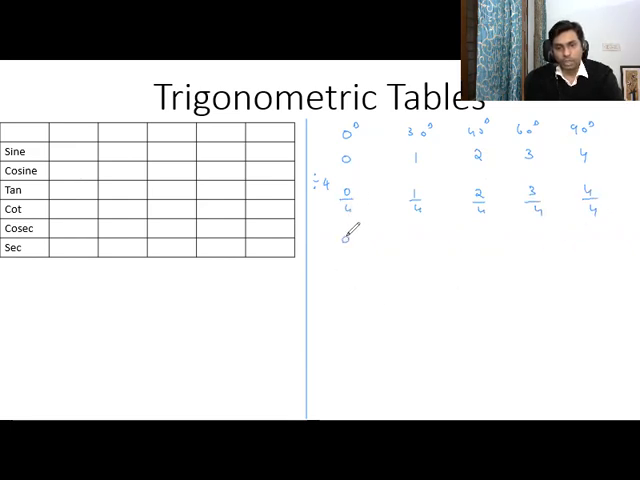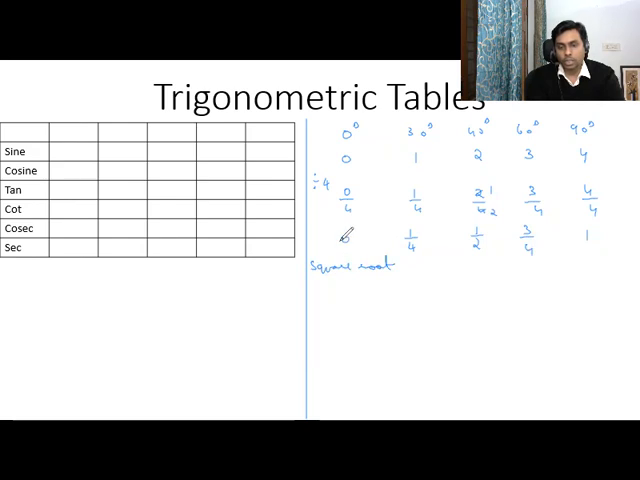So 0 by 4 is 0. 1 by 4, I'm going to write it as 1 by 4. 2 by 4 is 1 by 2. Correct? 2 ones are 2, 2 twos are 4. 3 by 4 as it is. 4 by 4, 1. Now I'm going to take the square root.